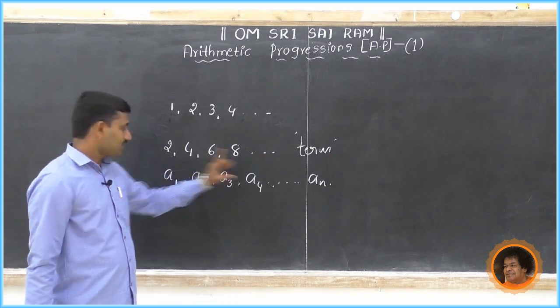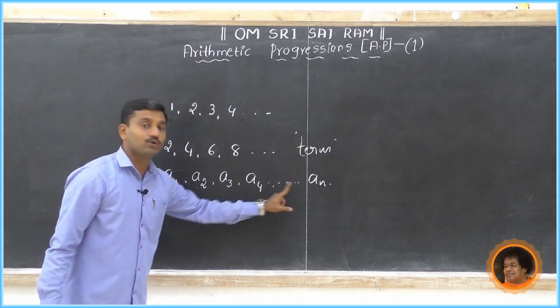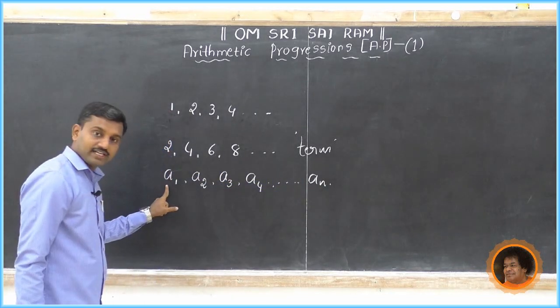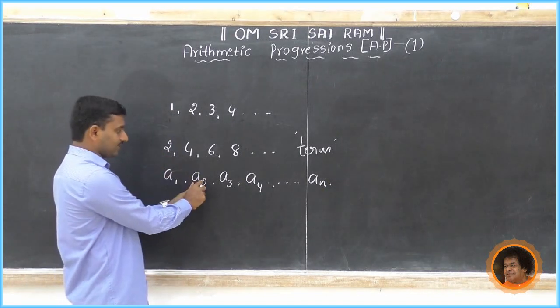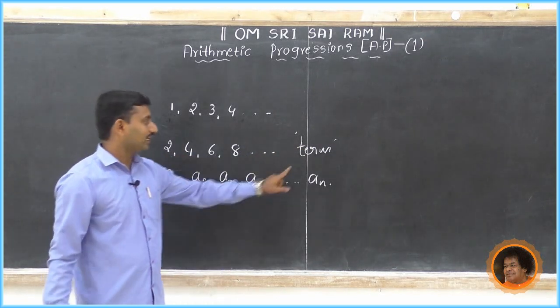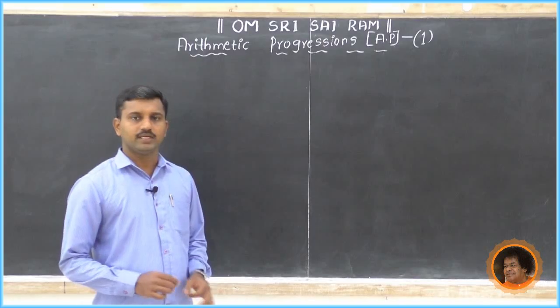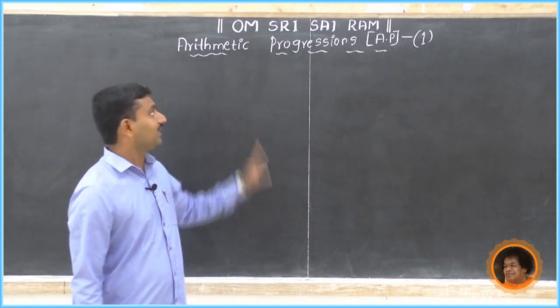So, the AP becomes A1, A2, A3, A4, and so on up to AN. A1, what does it indicate? This is the first term. The first term is A1, the second term is A2, and so on up to the last term or the nth term. So, the nth term is AN. Next we pass on to how to check whether the given list of numbers is in AP or not.